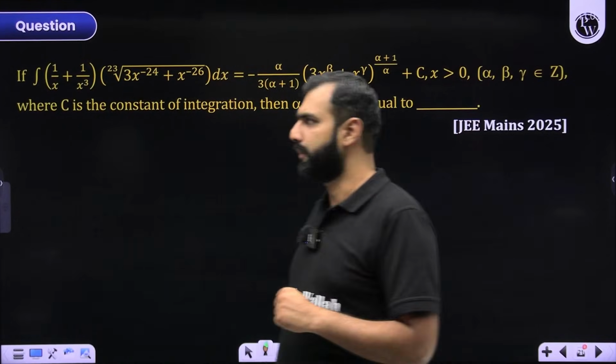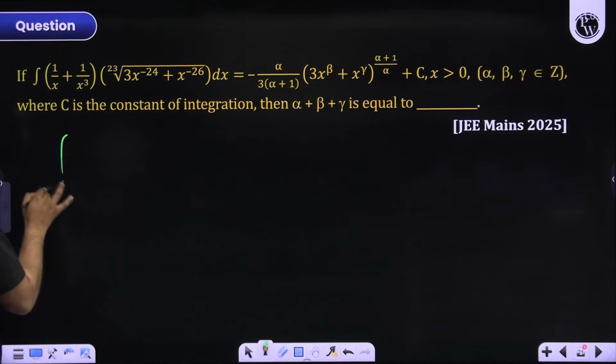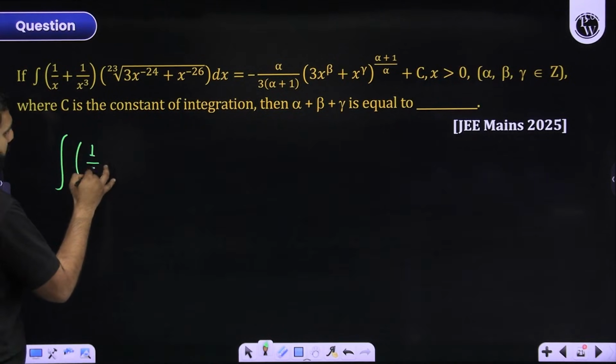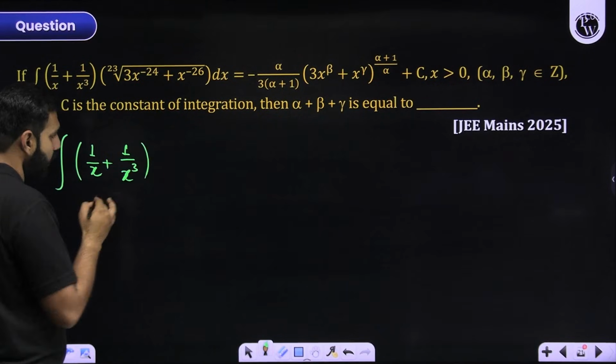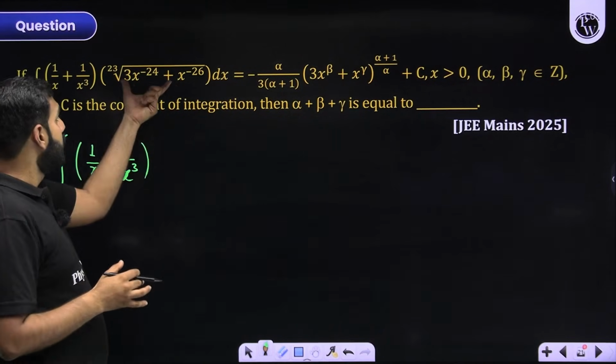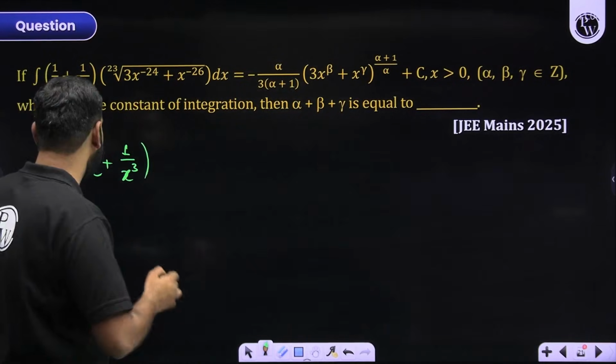Look at this particular part. A very interesting question. It says integration of, what are we doing here? Integration of 1 by x plus 1 by x cube. That is what we are dealing with. But along with this, what do we have next? The 23rd root of this, so this expression is raised to the power 1 by 23. Okay, so I'll talk about that.